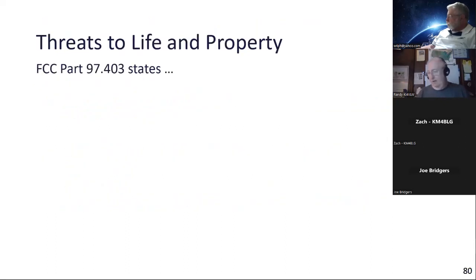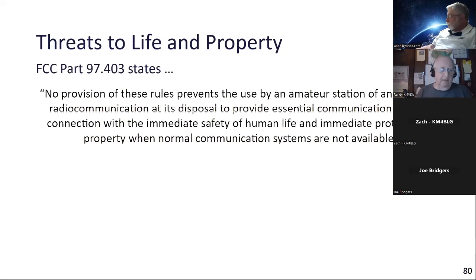Okay, threats to life and property. No provision of these rules prevents the use by an amateur station of any means of radio communication at its disposal to provide essential communication needs in connection with immediate safety of human life and immediate protection of property when normal communications are not available.